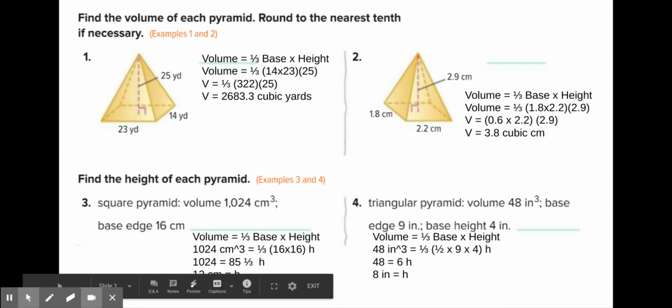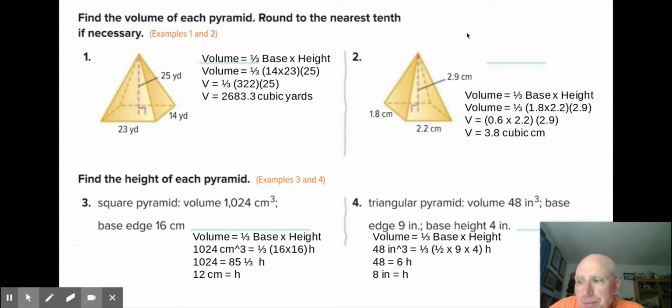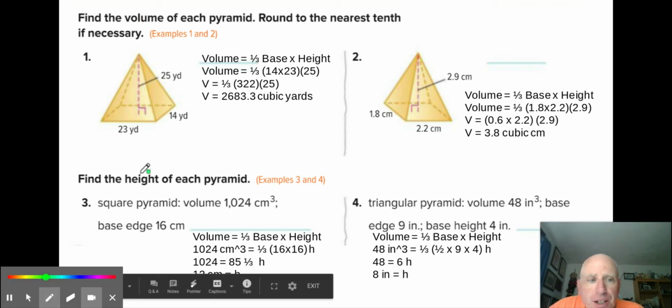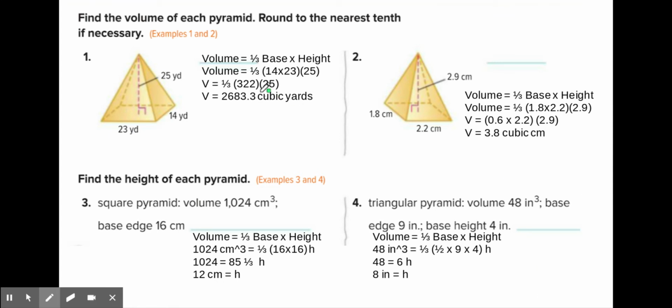All right, let's talk about the solution here to the measure figures number 5 assignment. First thing you're going to realize here, aside from the fact I still don't have no hair, is that I start off with a formula on each one.